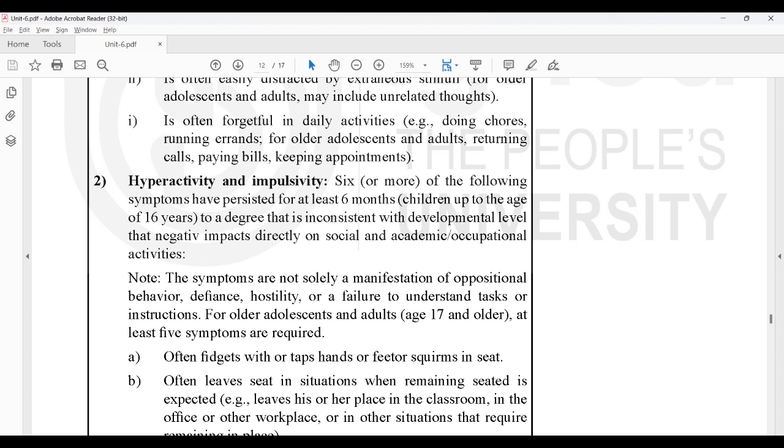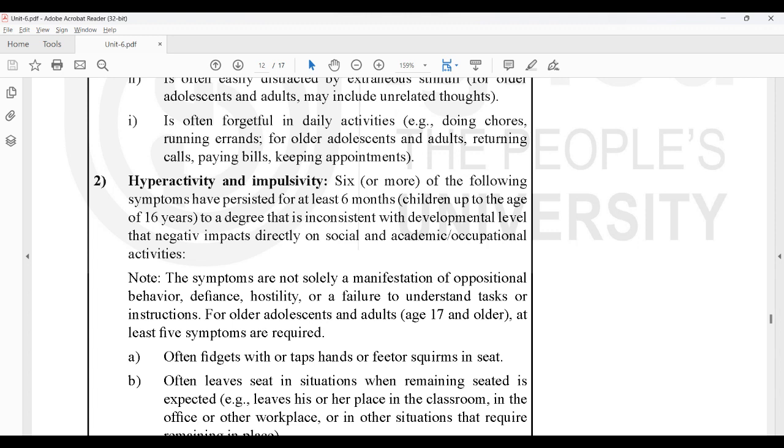2. Hyperactivity and impulsivity. 6 or more of the following symptoms have persisted for at least 6 months, children up to the age of 16 years, to a degree that is inconsistent with developmental level that negatively impacts directly on social and academic/occupational activities. Note, the symptoms are not solely a manifestation of oppositional behavior, defiance, hostility, or a failure to understand tasks or instructions. For older adolescents and adults, age 17 and older, at least 5 symptoms are required.